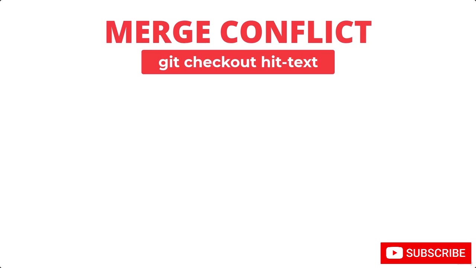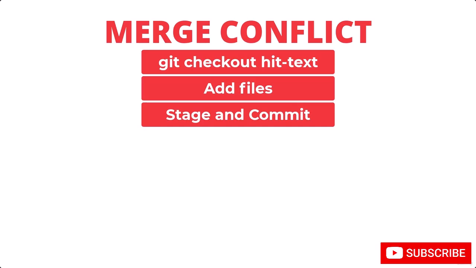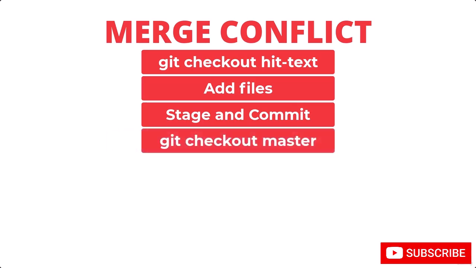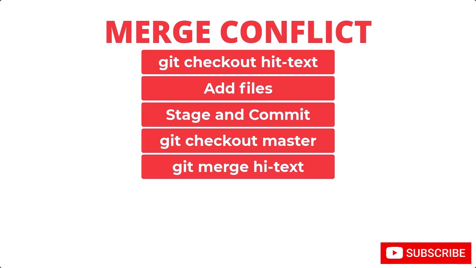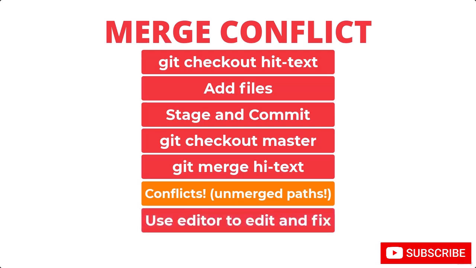Also, it's possible to switch back to the high text branch we created by using the git checkout command. Then you can add another text file or any file you wish, then staging and committing all the changes in the new branch. And once you try to merge this high text branch with the master branch, you may see merge conflict. So in this case, we need to open our favorite editor to fix this conflict manually.